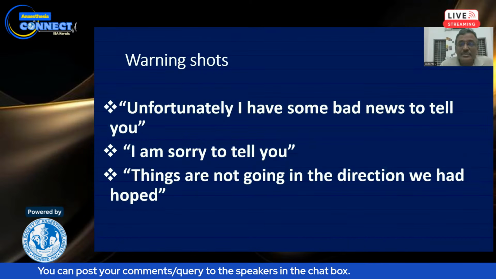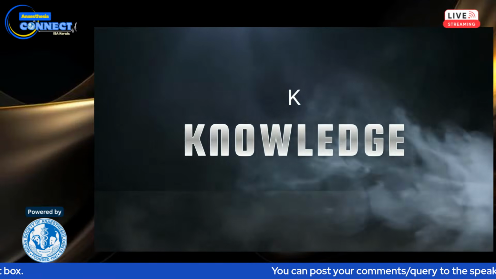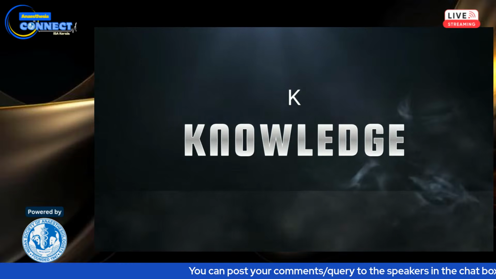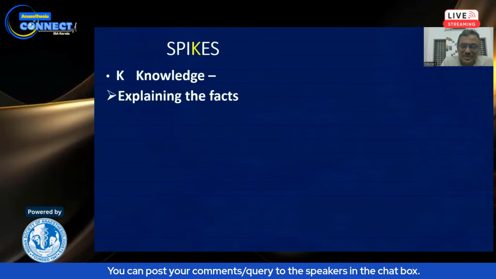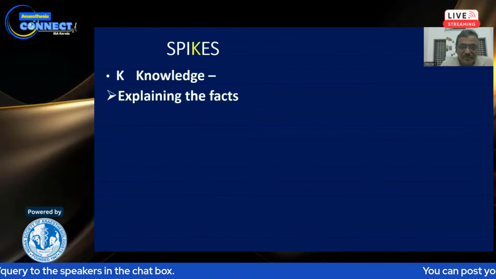Okay, these are the examples of warning shots. And then comes knowledge, K. Here you are explaining the facts to the patient. So this is the phase during which the bad news is delivered. So you have to explain. That is a very important thing.